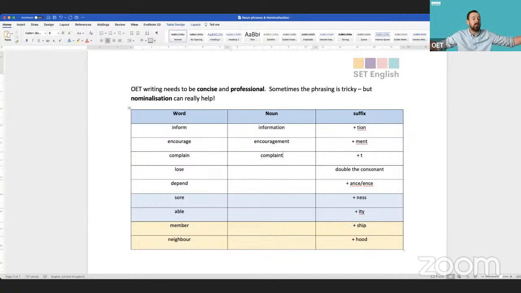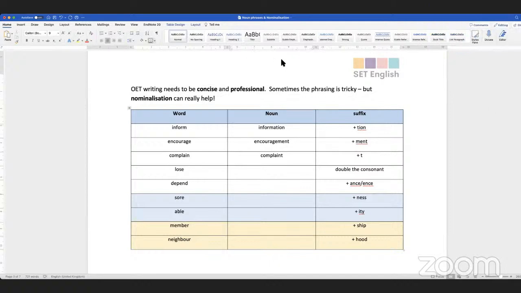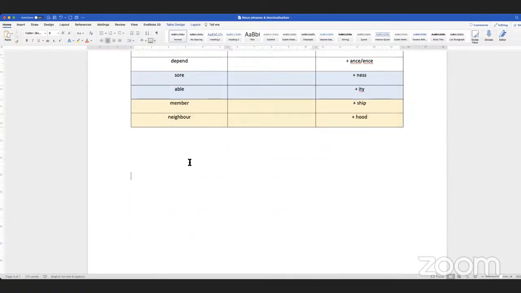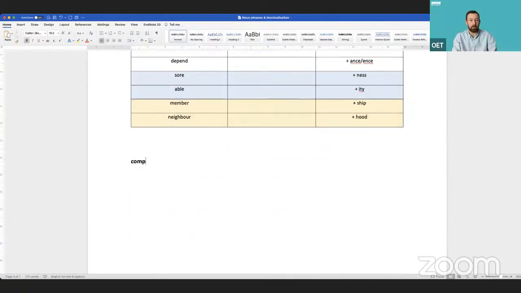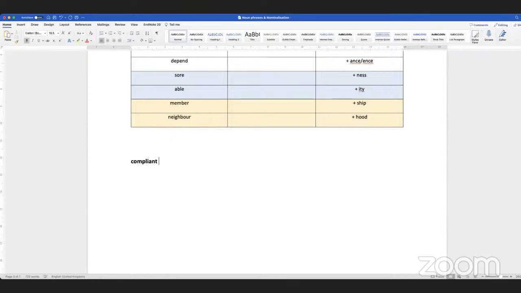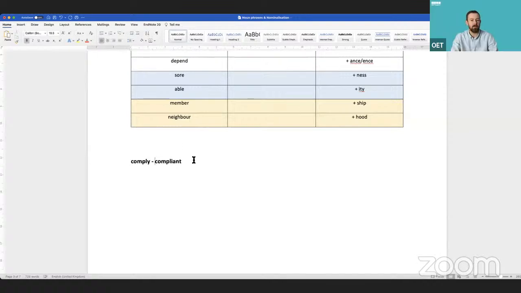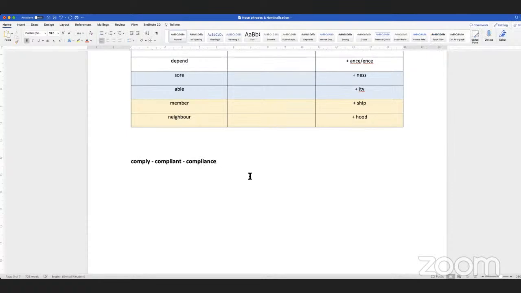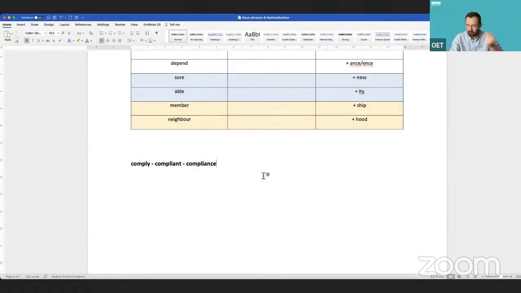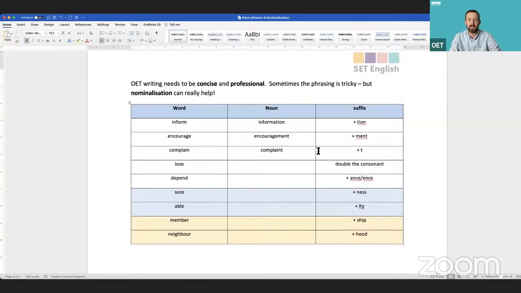Compliant is what type of word? Anybody? Noun? No. Compliant. Adjective. Yeah, okay. So we'll just very quickly look at that. You've got compliant. That's an adjective. What's the verb? Comply. Okay. And what's the noun? Compliance. Brilliant. This is the kind of thing we should be able to do quickly in our brains. Thank you, Rita.